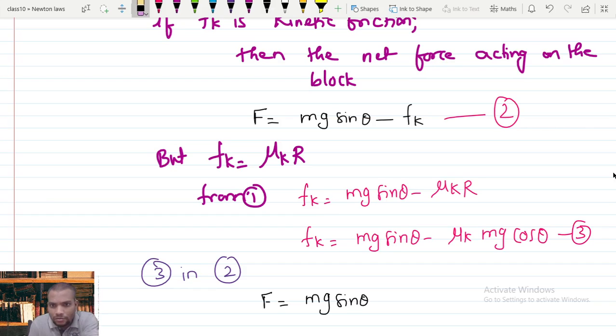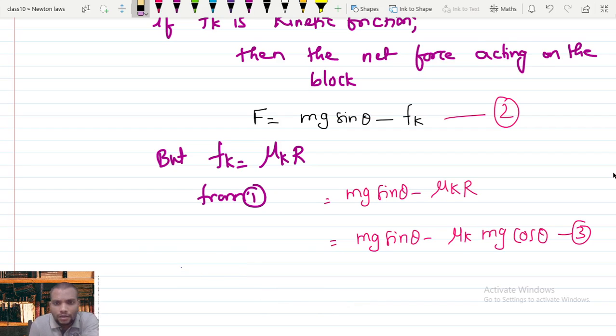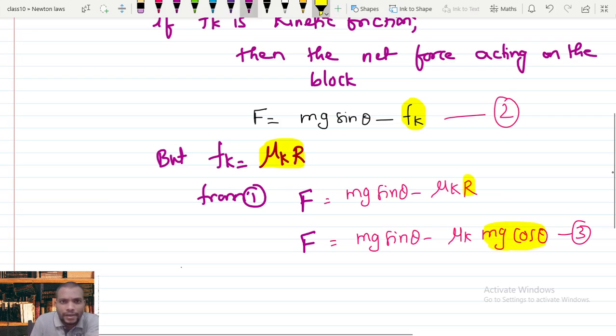sorry, I have made a mistake here. This is f of k, which I already substituted, so there is no further substitution. Since f of k equals mu of k times R from 1, here I can directly write this as F equals mg sin theta minus f of k. In place of f of k, I substituted mu of k times R, and in place of R, we substituted mg cos theta. So this is the final expression.